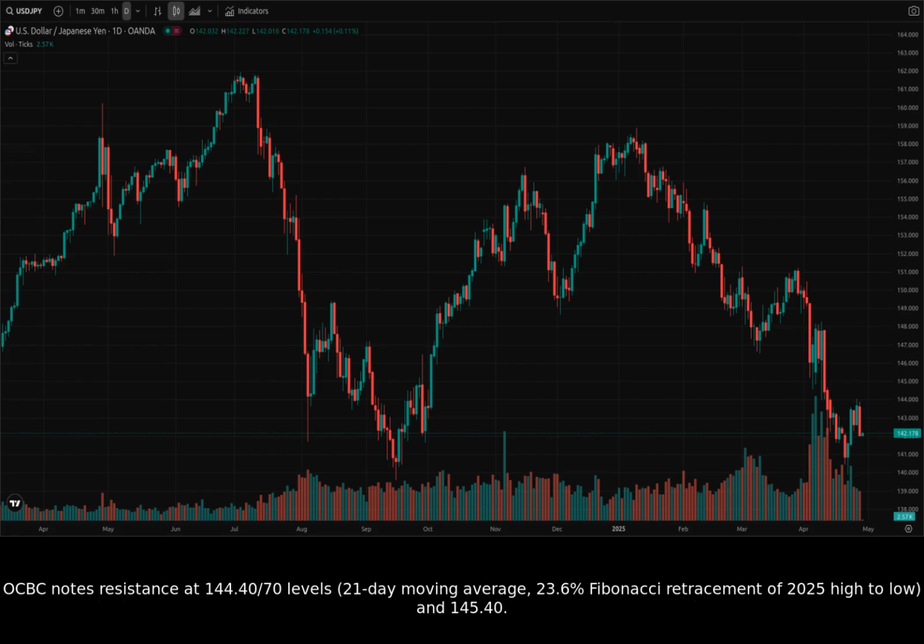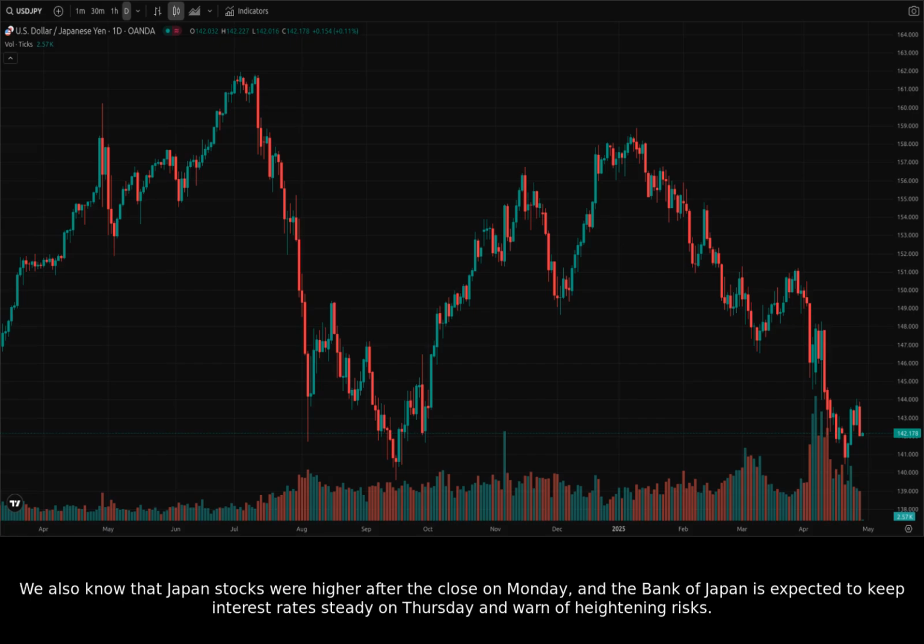CNBC notes resistance at 144.40/70 levels, 21-day moving average, 23.6% Fibonacci retracement of 2025 high to low, and 145.40. We also know that Japan stocks were higher after the close on Monday, and the Bank of Japan is expected to keep interest rates steady on Thursday and warn of heightening risks.